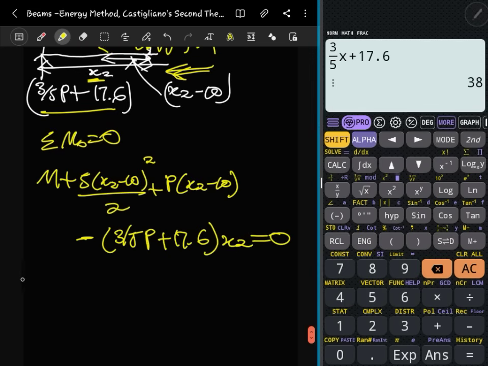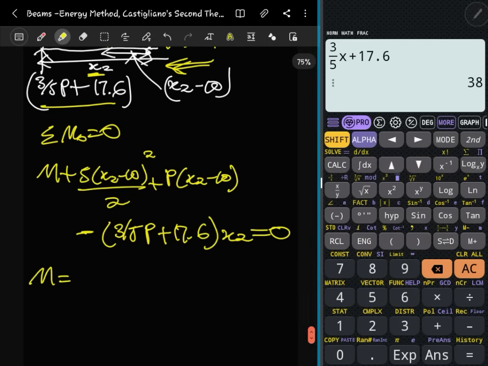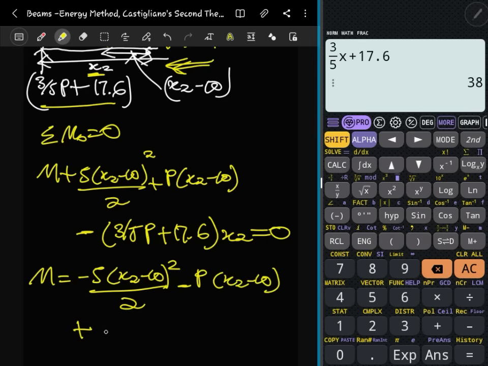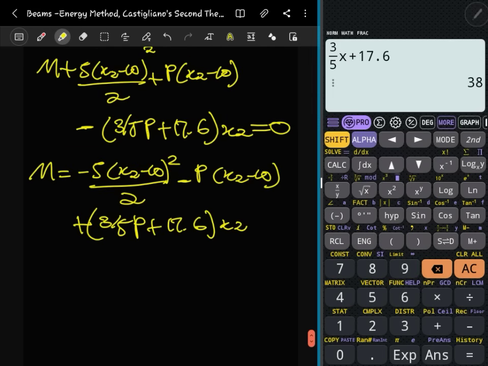Now our aim is to make m the subject, right? When we make m the subject, we have minus 5, right, x2 minus 10 squared on 2, right? And then we have all minus p bracket x2 minus 10, right? And then we have a plus this 3 on 5 p plus 17.6 x2, right? And that's what we have.